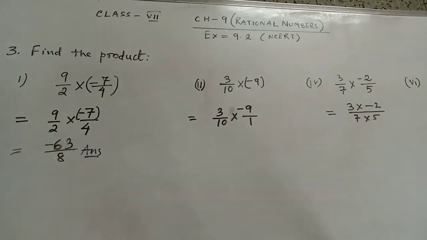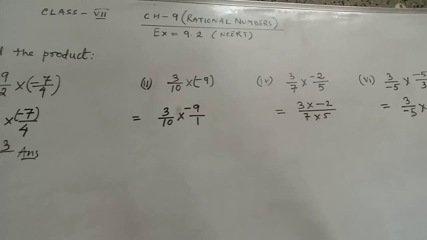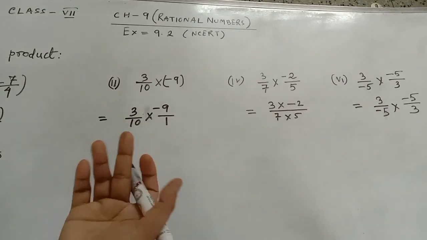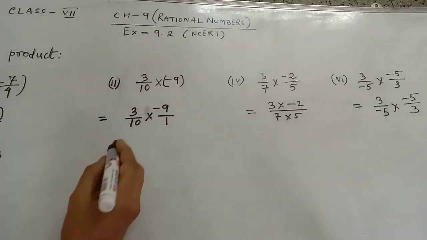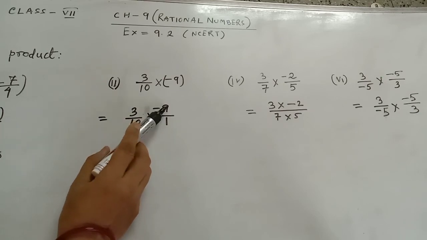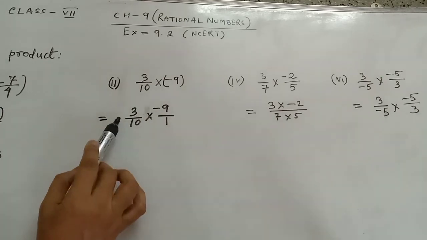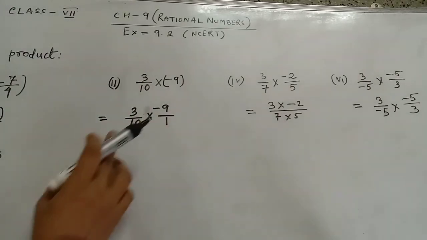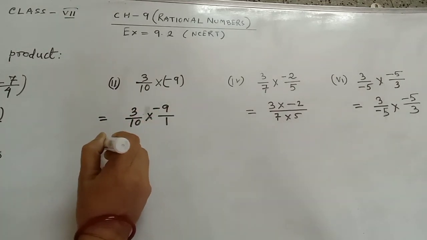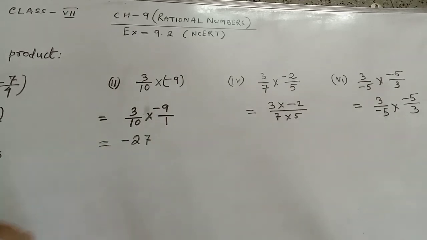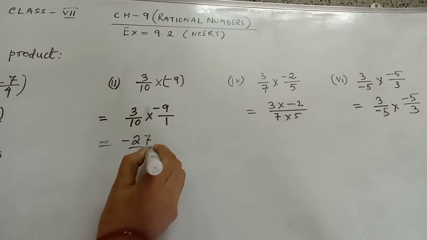Next sum is minus 3 by 10 into minus 9. We can write minus 9 by 1 also, as it is a rational number. Here also we can't cancel. Remember, we never cancel numerator with numerator or denominator with denominator. You have to cancel between numerator and denominator. So you have to multiply only. It will be 3 9s are 27, and minus was there, so minus 27 by 10 1s are 10.